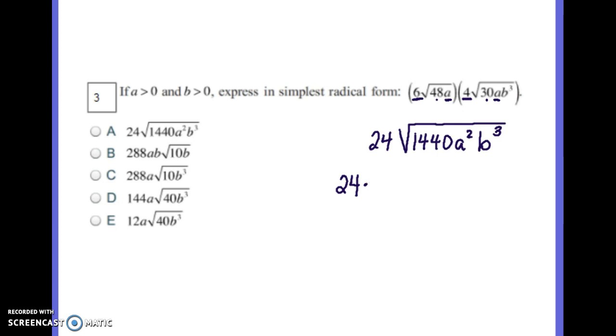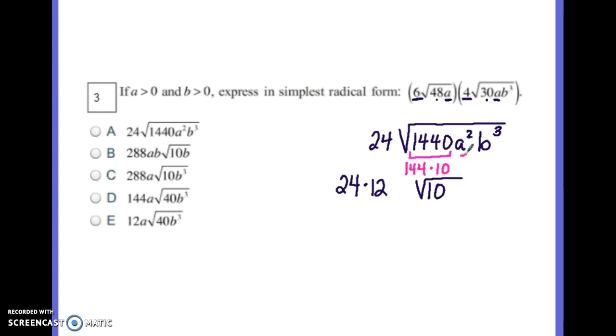So the first thing we need to do is to reduce or simplify this 1440. And we have to figure out what's the biggest perfect square that's a factor of 1440, and that number is 144. And if you multiply 144 by 10, you get 1440. So then when we say, okay, what's the square root of 1440? Well, that's 12, so 12 comes outside. We don't know what the square root of 10 is. That's an irrational number, and it doesn't have any perfect square factors, so we will leave 10 underneath the radical.